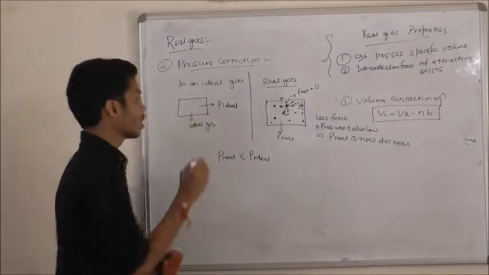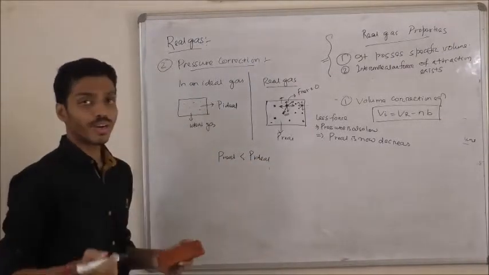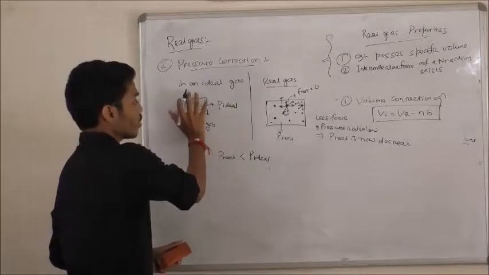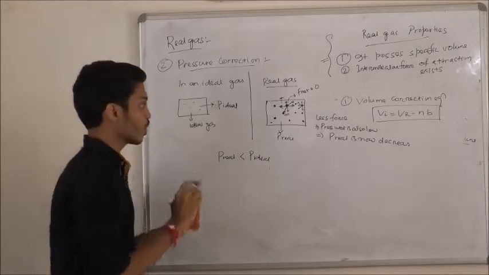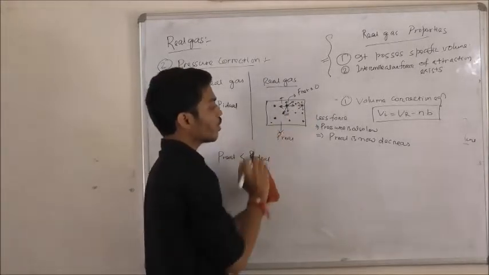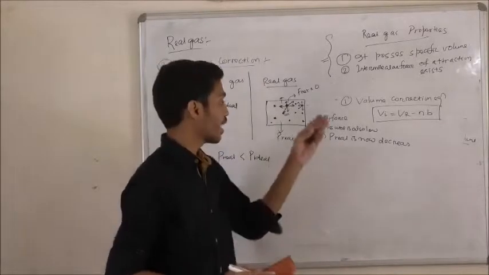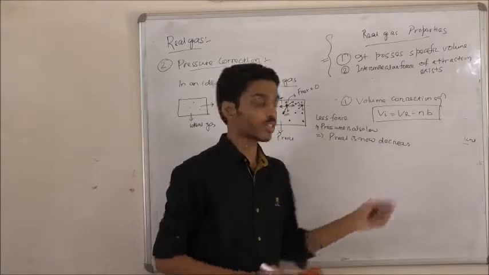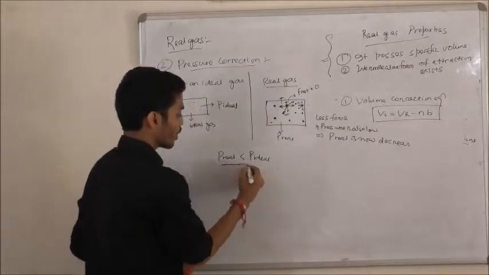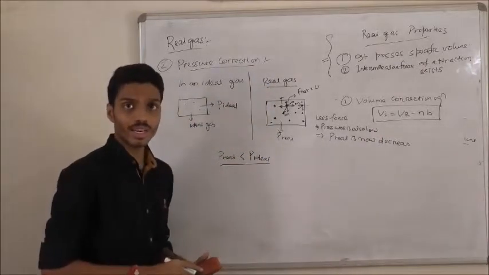Since here the intermolecular force of attraction is 0, the net force can be considered 0. But here, due to intermolecular force of attraction, an attraction force is created, and due to that pressure is decreased. That's why the pressure of a real gas is less than the pressure of an ideal gas.